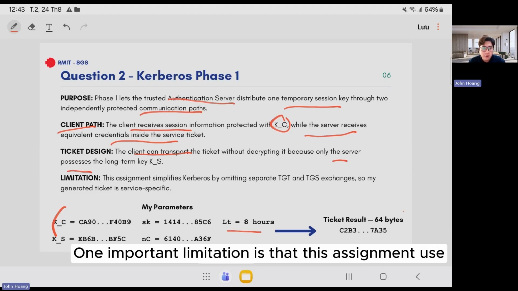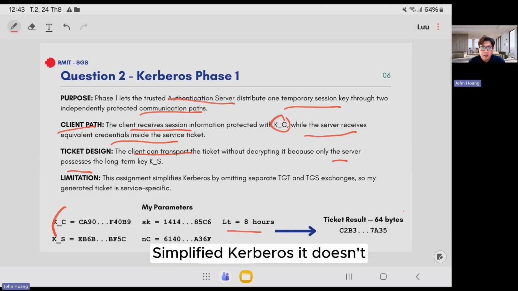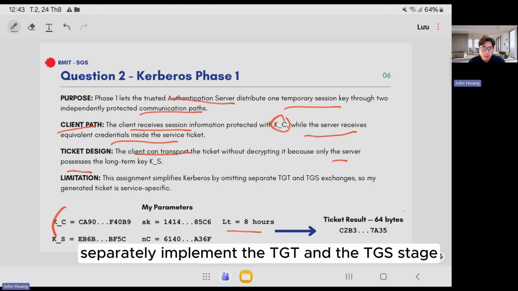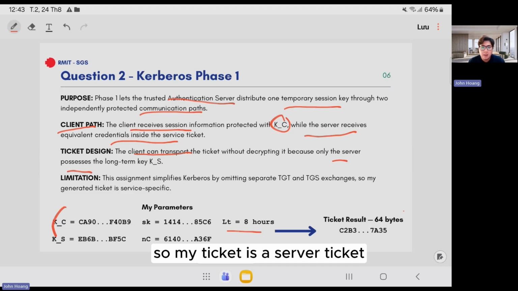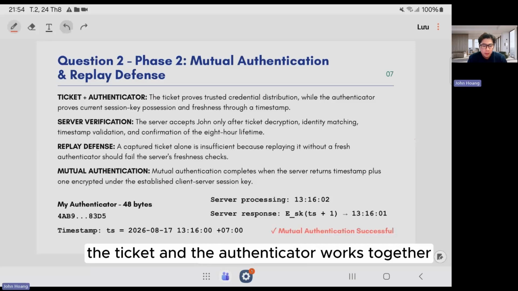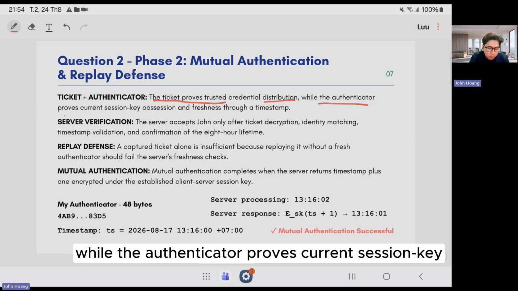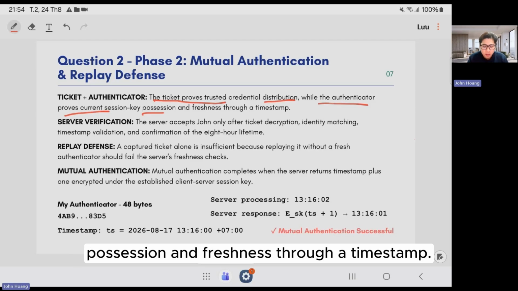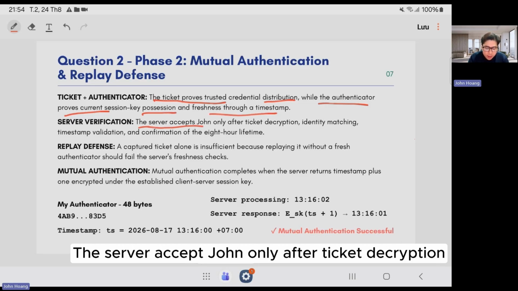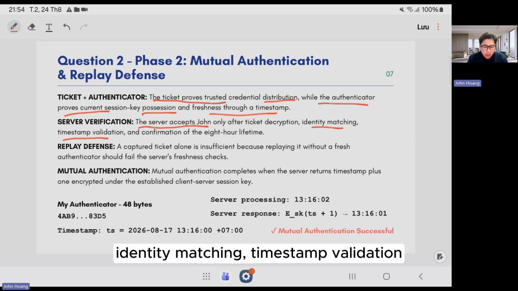One important limitation is that this assignment uses Simplified Kerberos. It doesn't separately implement a TGT and the TGS stage, so my ticket is a server ticket, not the ticket-granting ticket. In phase 2, the ticket and the authenticator work together. The ticket proves trusted credential distribution, while the authenticator proves possession of the current session key and freshness through a timestamp. The server accepts John only after ticket decryption, identity matching, timestamp validation, and confirmation of the 8-hour lifetime.